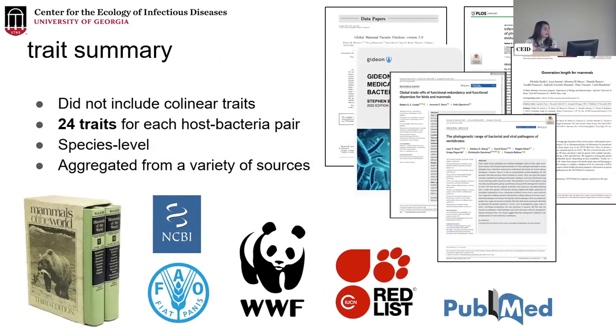Ultimately, we ended up with 24 traits. We didn't include traits that might show a lot of the same trends. For instance, we found that genome size was proportional to the number of genes of a bacteria, so we only used one of those traits. We eliminated some of these redundant traits. All of these traits are at species level. Definitely with bacteria and with some mammal species, strains can be important, but we decided to approach this at the species level. This was a tremendous effort to aggregate all these different traits for hundreds of different species. I just put a couple of those resources here.